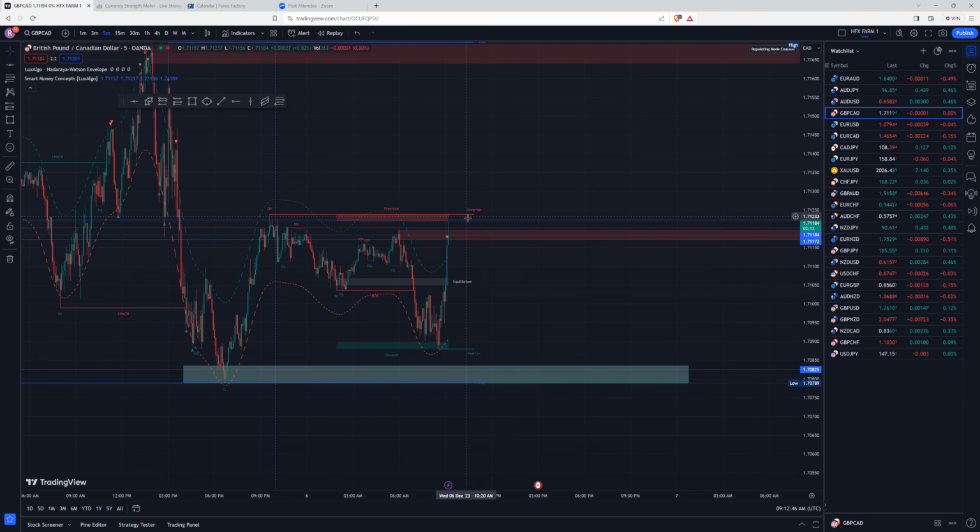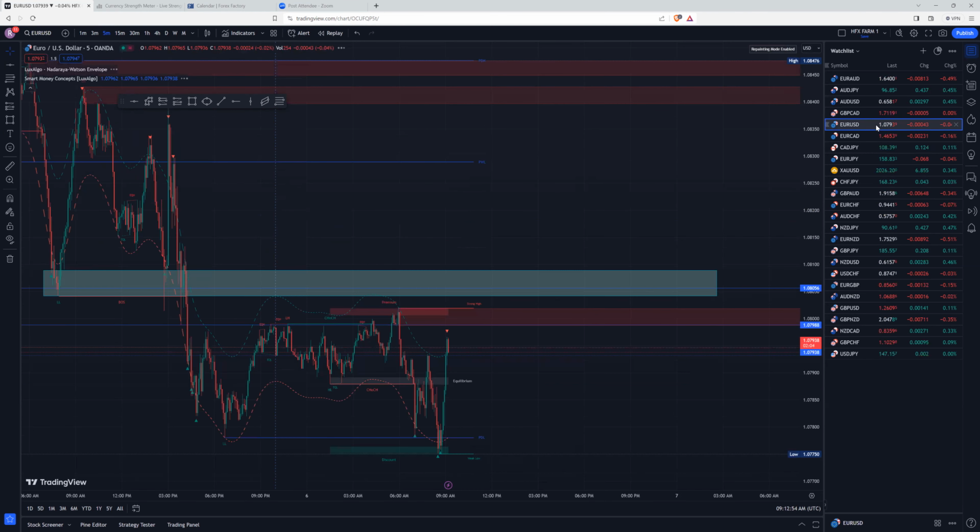So we have first entry and second entry. This is the first entry and this is the second entry right here. It almost got to the second entry, but that trade is not valid for me, so I'm letting it be.